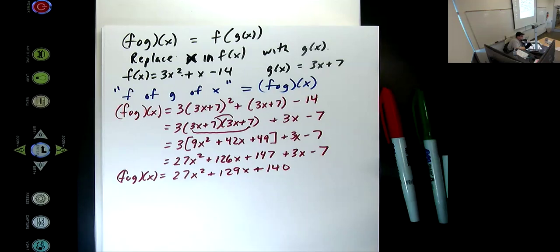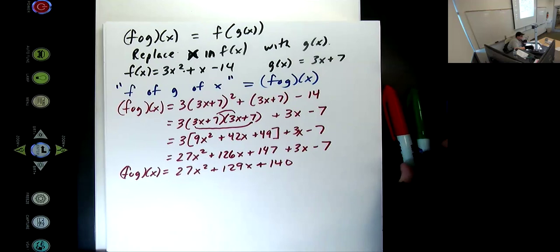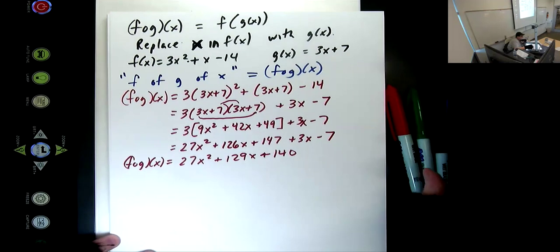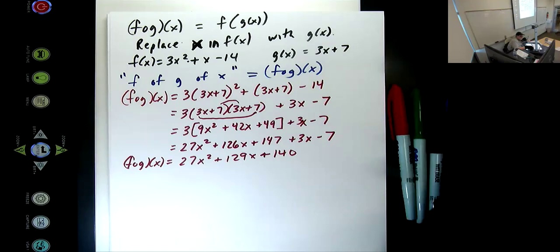Not a lot of fun. That's just because we had to square 3x plus 7. That was well, and then multiply by 3, which was a little tedious.